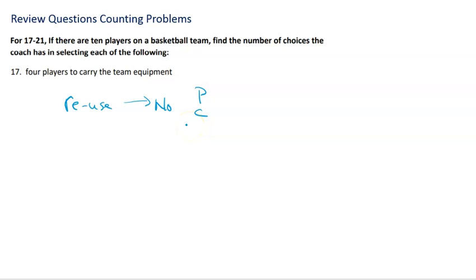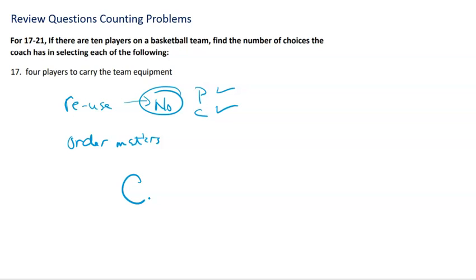Well, no. You can't have one player playing 2 different positions. So when you use a player for some kind of position, then he's used up or she's used up. So no, we are not reusing, which means a permutation or a combination would apply. Once you get to that point, you need to know if order matters. Well, if we're picking people to carry team equipment, the order we pick those in really doesn't matter, right? A group is a group. This is like picking a subcommittee. So we're going to do a combination because order does not matter on a combination.